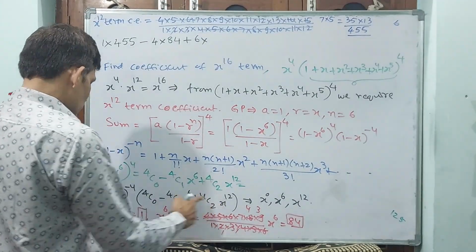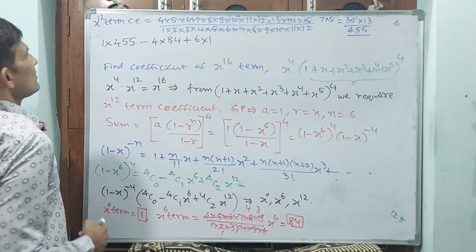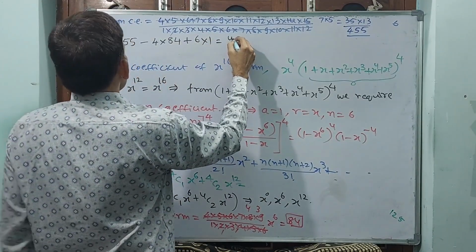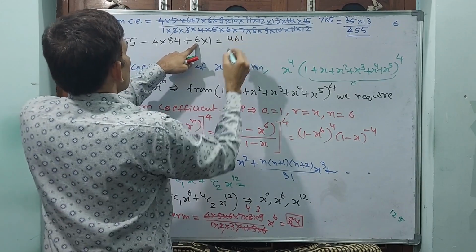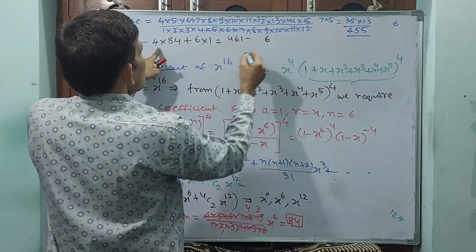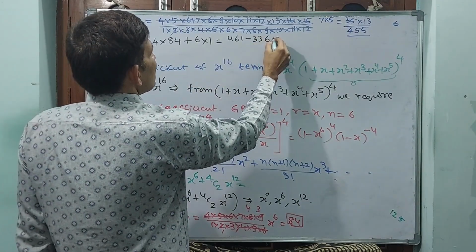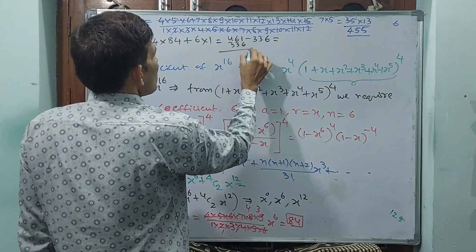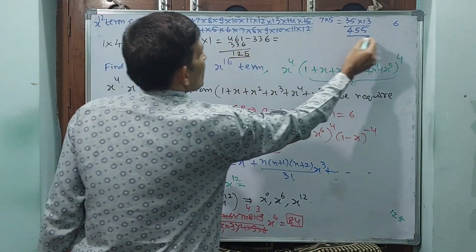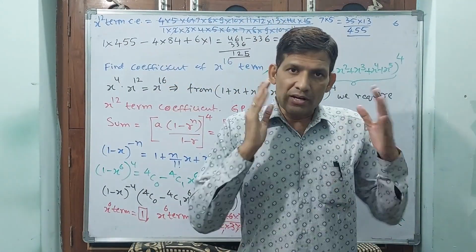X to the power of 1. See 1. 6 into 1. Okay, this is the coefficient. Okay, now see what is this? 455 plus 6 is 461. And 4 fours are 16, 4 eights are 32 plus 1, 33, so 336. That means 461 minus 336: 11 minus 6, 5. 5 minus 3 is 2. 4 minus 3 is 1. 125. 125 is the answer.